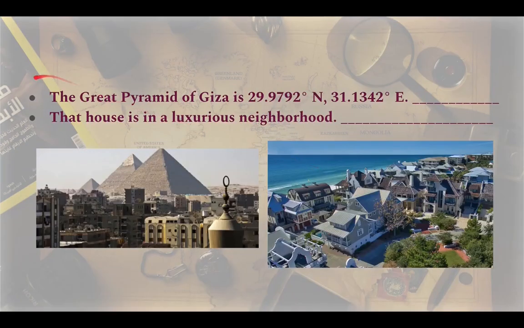Let's do 2 more. The first one, the Great Pyramid of Giza is 29.9792 degrees north and 31.1342 degrees east. What concept is that? You got it. That is absolute location because I'm using coordinates. Let's look at the last one. That house is in a luxurious neighborhood. What concept is that? Exactly. That is relative location because I'm not using coordinates. I'm using something of social economic nature to say where the location is.